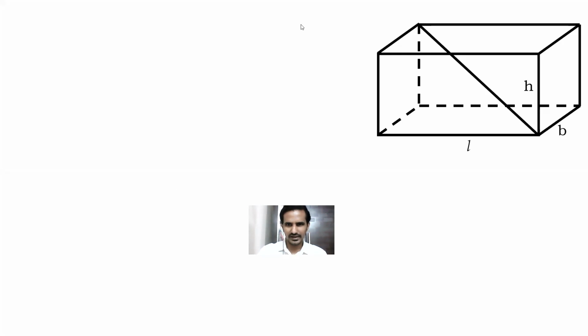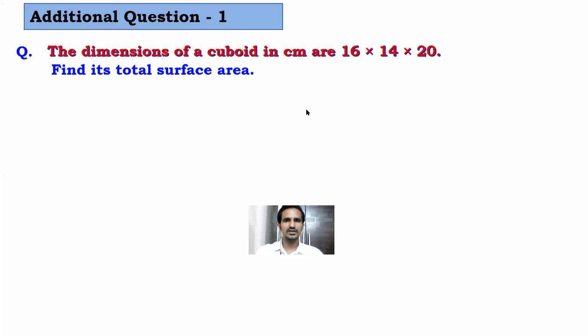So see, these are the formulae. Once we know the formulae, then we are ready to solve questions. All right, I'm just giving a few examples, not the actual question from the exercise. So this is a question, a very simple one. It's an additional question. Let's just see how we use the formula. The dimensions of a cuboid in centimeters are 16 by 14 by 20. Find the total surface area.